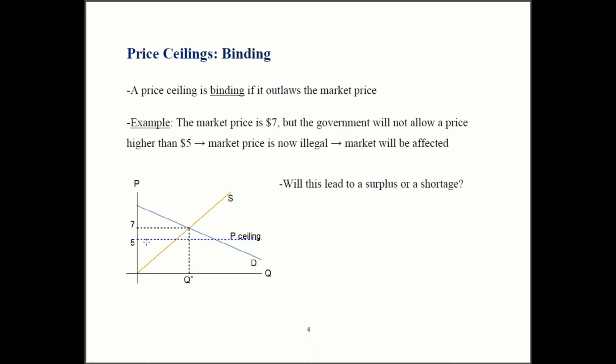Now we learned back in Chapter 3 that if you charge any price other than the market price, you get either a surplus or a shortage. So what kind of issue is created by a binding price ceiling? Will this lead to a surplus or will it lead to a shortage? Go ahead and pause the video here and think about that. When you think you have your answer, press play.